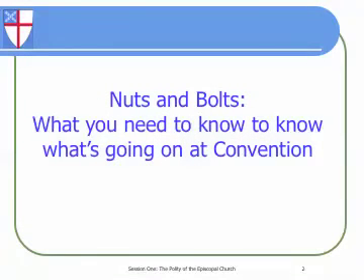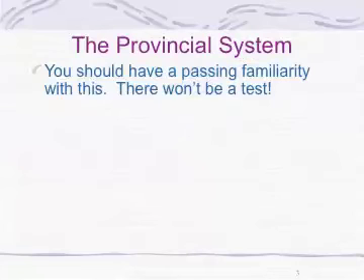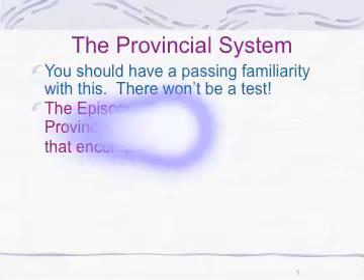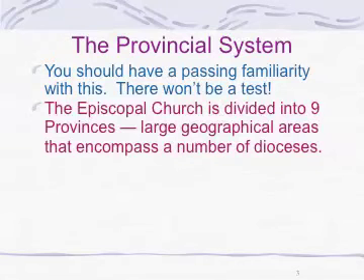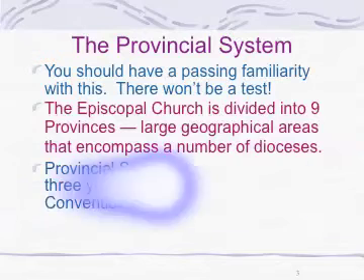Let's look at some nuts and bolts, what you need to know about what's going on at convention. First of all, you're going to need a passing familiarity. This is good for all Episcopalians to have. With our provincial system, a passing familiarity is going to be enough for you. There's not going to be a test on this, but you want to know what people are talking about if this comes up. The Episcopal Church is divided into 9 provinces. These are large geographical areas that encompass a number of dioceses.